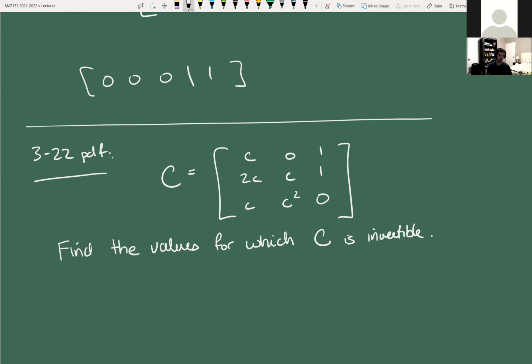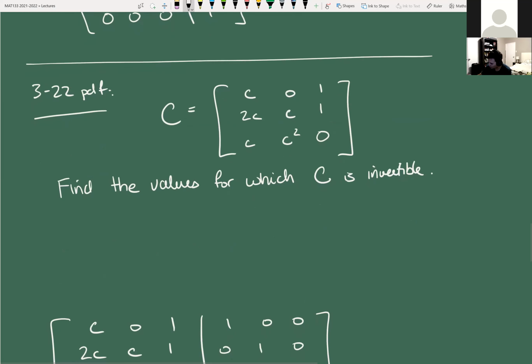Okay, yeah, Brandon, sure, I see it. But can anyone give me an idea? What would we do? Right, exactly, the determinant. So the determinant tells you precisely when a matrix is invertible. A matrix is invertible if and only if its determinant is not 0. So let's compute the determinant of this matrix.